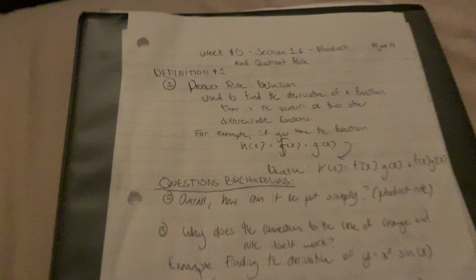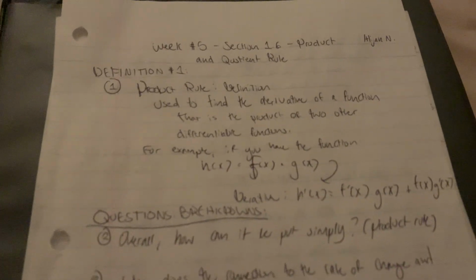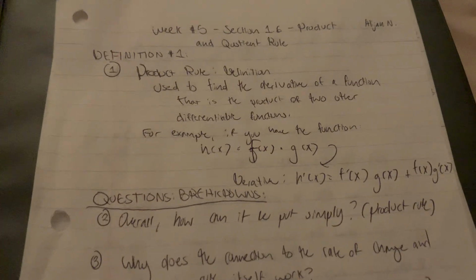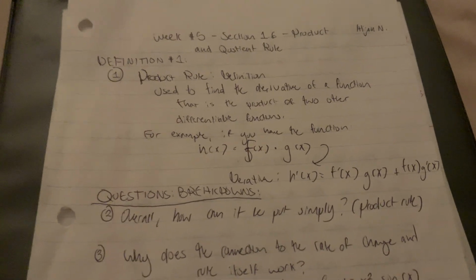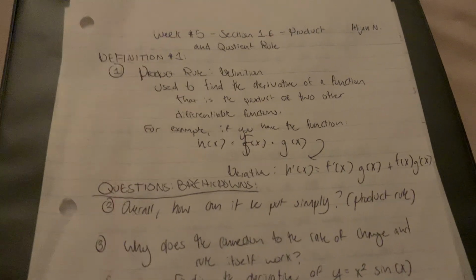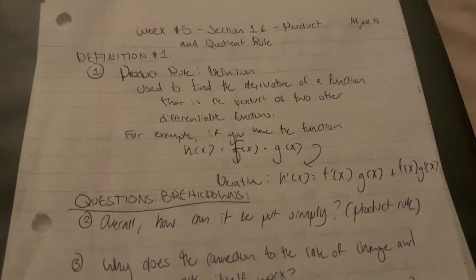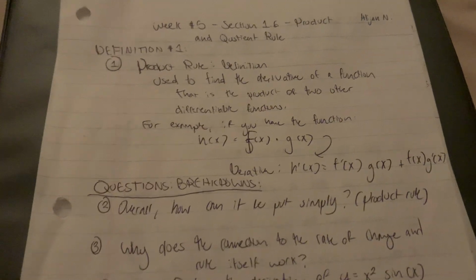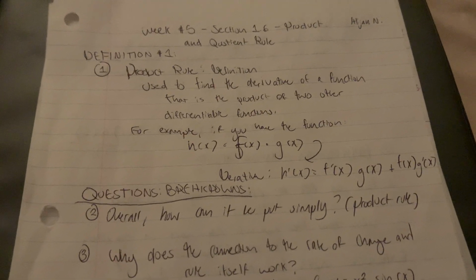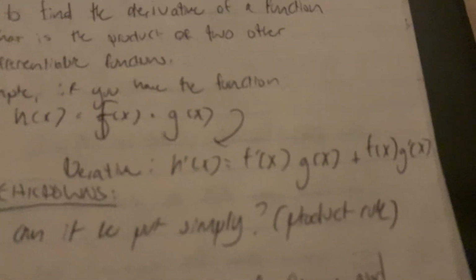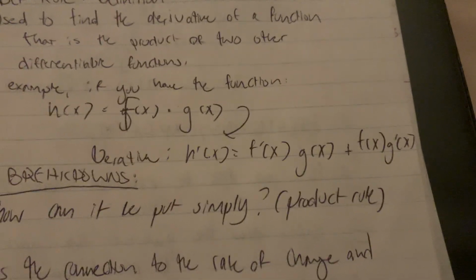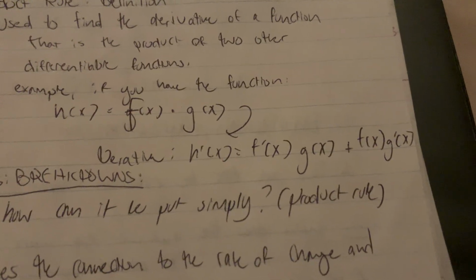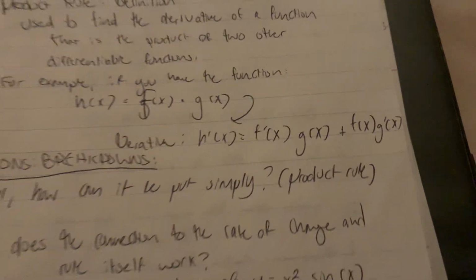So, to start off this lesson, I would like to give a very significant and relevant definition to our lesson, which is the definition of a product rule. The product rule is used to find the derivative of a function that is the product of two other differentiable functions. For example, if you have the function h of x equals f of x multiplied by g of x, the derivative of that function would be h prime of x equals f prime of x, g of x plus f of x, g prime of x.